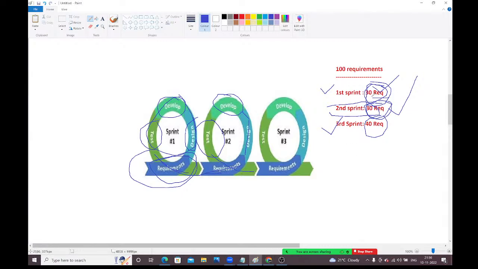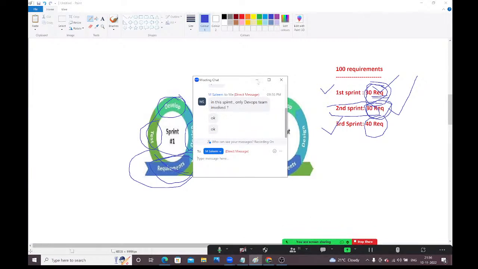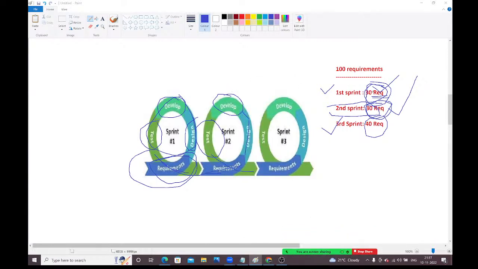Guys, requirements are nothing but stories. A story is nothing but a task. See, these are the stories. In the companies, we need to use this terminology only. There are no requirements; we need to call them stories. A story is nothing but a task. Sprint planning means dividing the requirements into multiple sprints. Is this clear, guys?